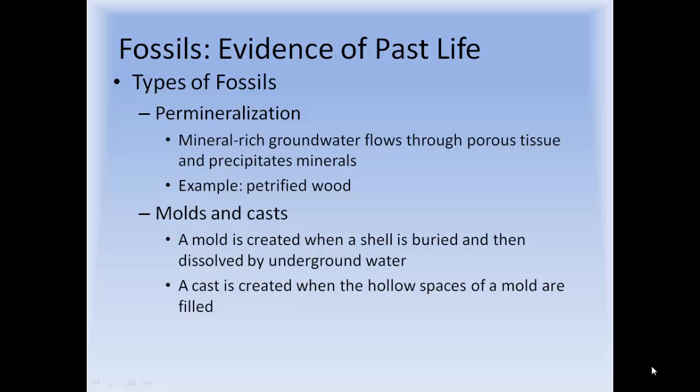Types of fossils. Permineralization: mineral-rich groundwater flows through the porous tissue and precipitates minerals. An example is petrified wood. Molds and casts: a mold is created when a shell is buried and then dissolved by underground water. A cast is created when the hollow space of the mold is filled.